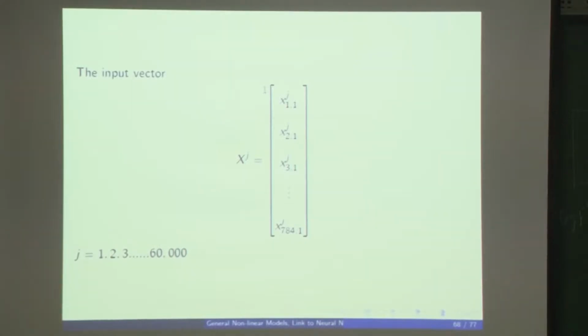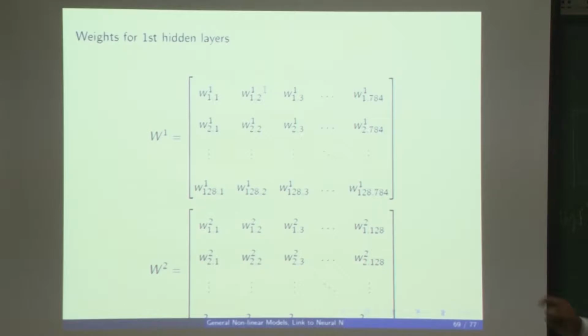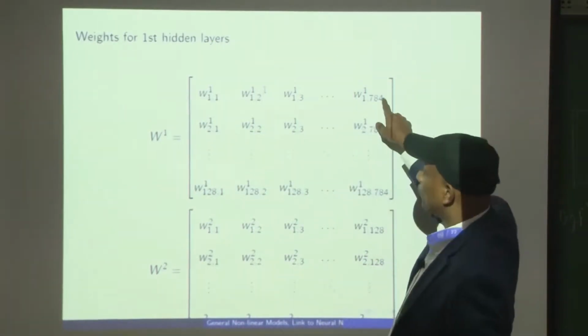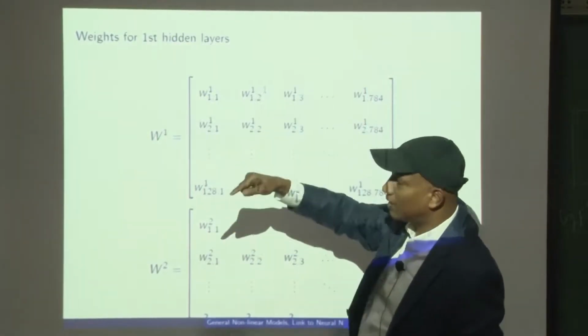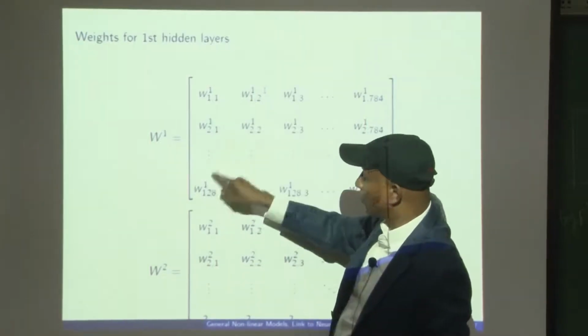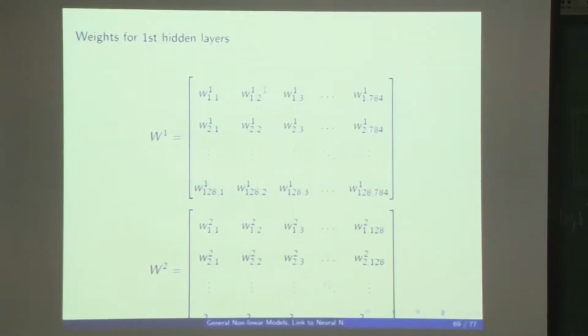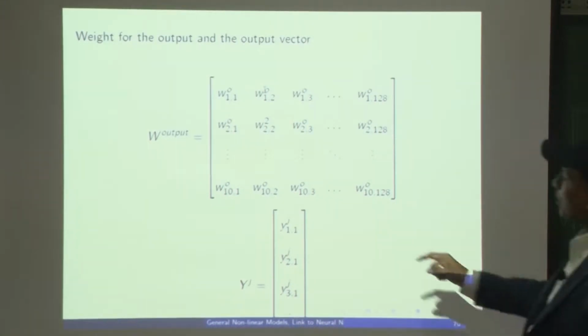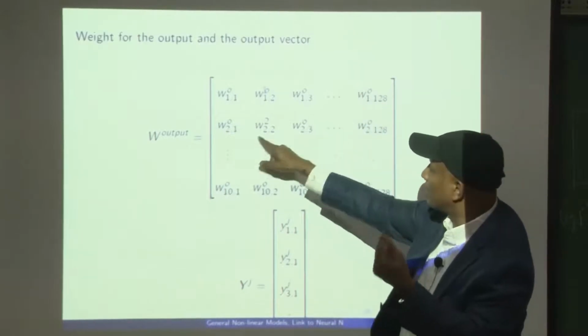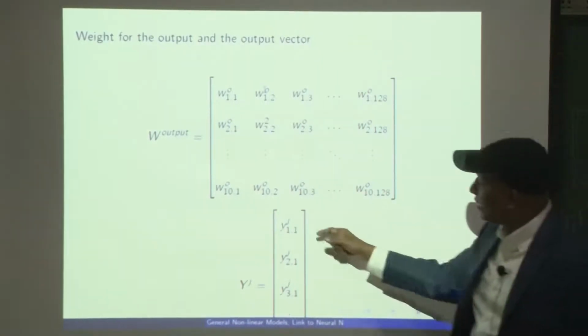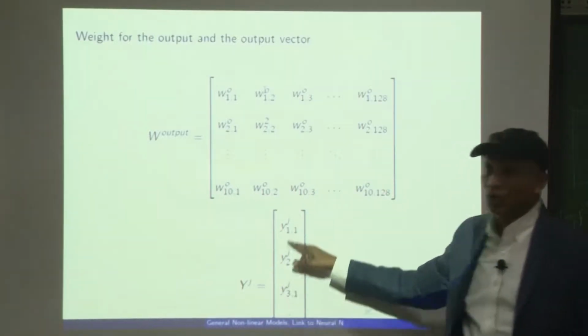A little bit more notation. This is your input vector. I wrote the whole matrix in vector notation, because the original data is a matrix but you can read it as a vector. This is the weight matrix for the first level: 784 features by 128 hidden units. At the second level it is 128 by 128. Then in the output you have 10 outputs: the first row for the first output, the second output, up to the 10th output, each with 128. And from this you get to the output vector here.